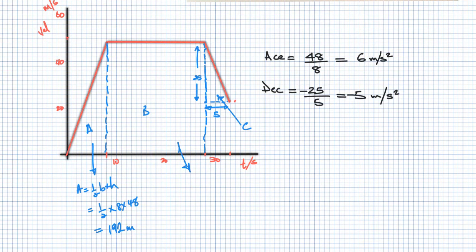Then we've got the area of B, that's a rectangle, so length times width, where we have a length of, well, doesn't really matter, so that's going to be 48 there, and a width of 20, so that's going to be our 20 here, because it's a rectangle. That's going to be 960 meters.